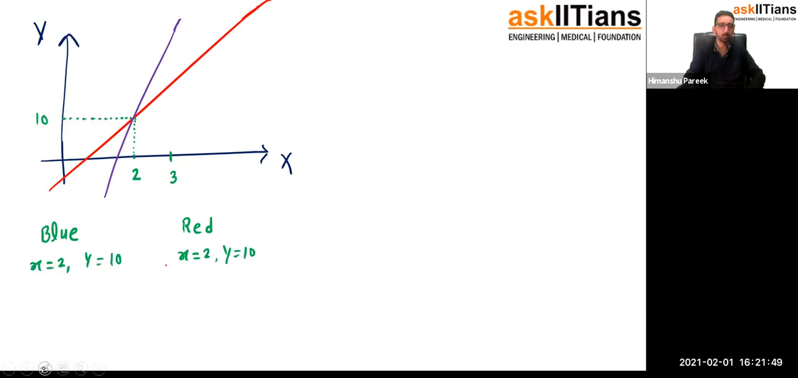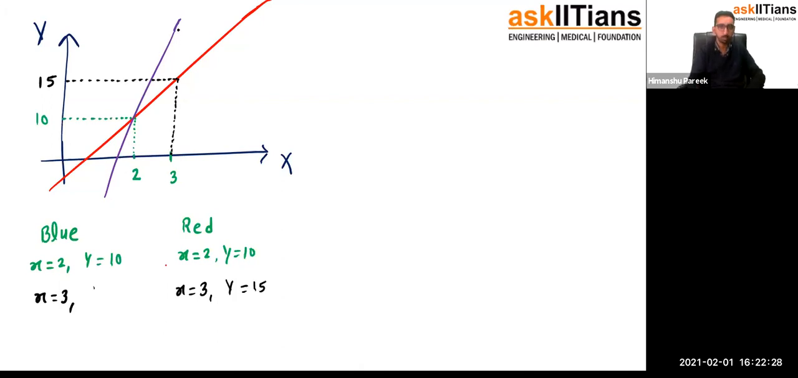Let us take one other point at some other place. Let me take x is equal to 3 now. At x is equal to 3, what is the value for the red straight line? This is the value for the red straight line. So this value is, let's say, 15. I'm just taking a random number just to make you understand things. So for the red line at x is equal to 3, y is equal to 15.